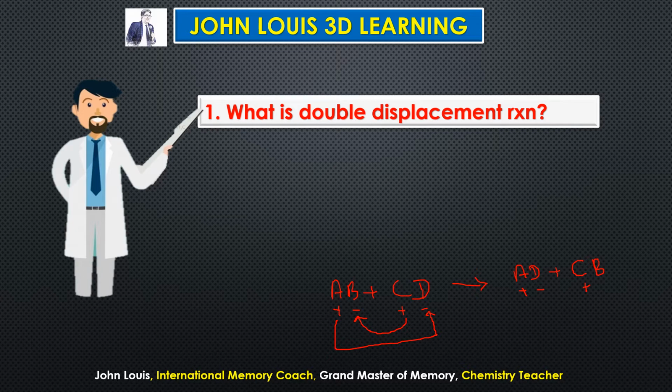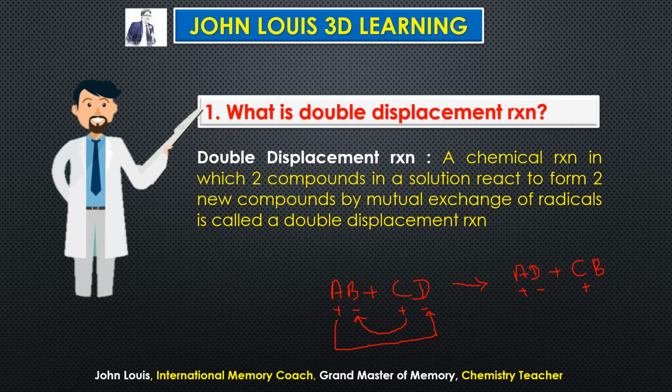You got it now? When two compounds react with one another, you will get two different compounds. How are those compounds formed? The positive ion of the first compound will combine with the negative ion of the second compound. The positive ion of the second compound will combine with the negative ion of the first compound. Okay, so now let us try to define what is meant by double displacement reaction.